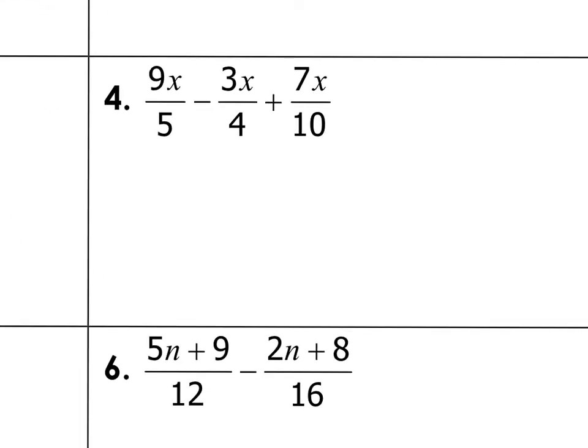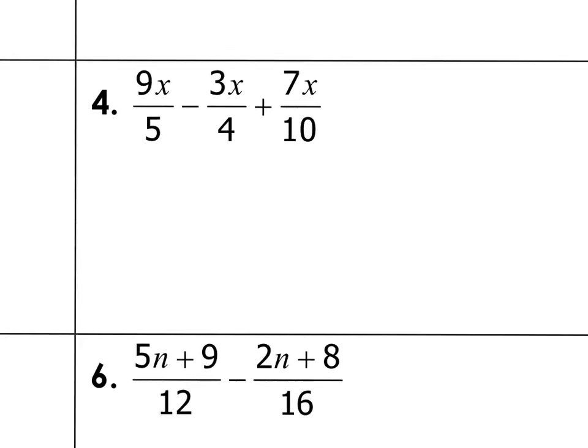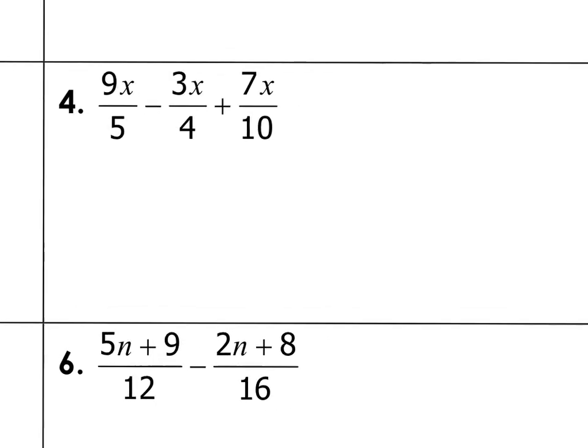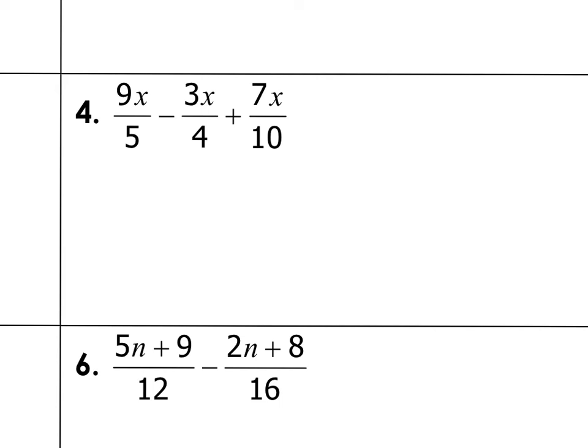I'm so sorry. We have another same type of situation, only this time we've got a subtract and a plus, so we're doing both. What's my common denominator between 4, 5, and 10? Well, 20. What do I multiply 5 by to get 20? Well, 4. And what do I multiply 4 by to get 20? Well, 5. And what do I multiply 10 by to get 20? Well, 2.